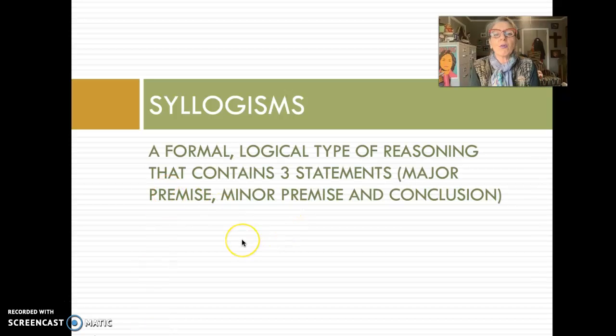So a syllogism is a formal or logical type of reasoning that contains three statements: a major premise, a minor premise, and a conclusion. Now, I'll be having you work on these in the discussion board. You're going to do an activity where you play with this and figure out, if you have this major premise and the conclusion, what can you assume? How do you get to the minor premise? We're going to break that down. You're getting an idea of how that works.